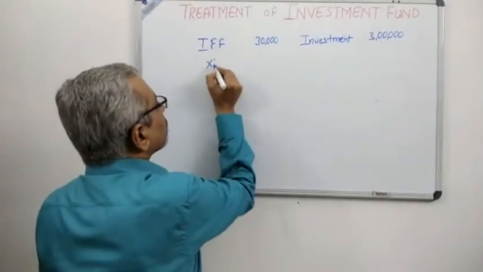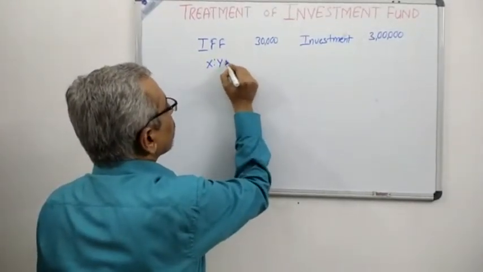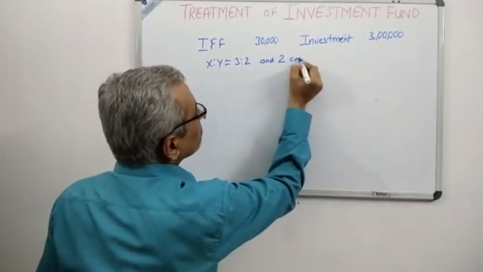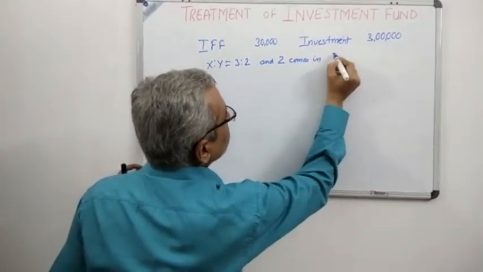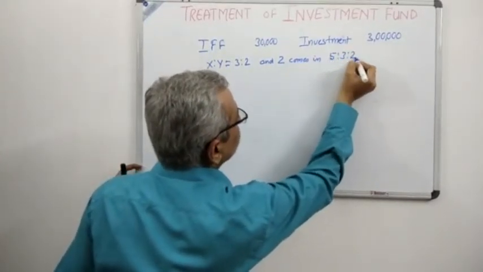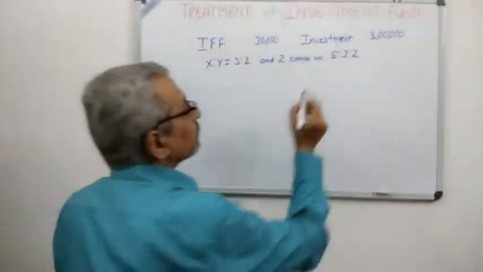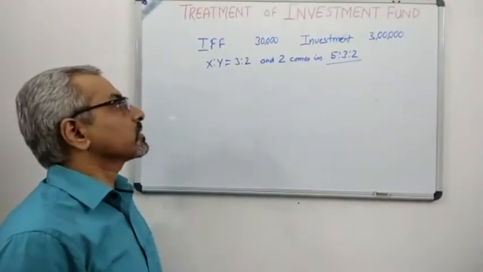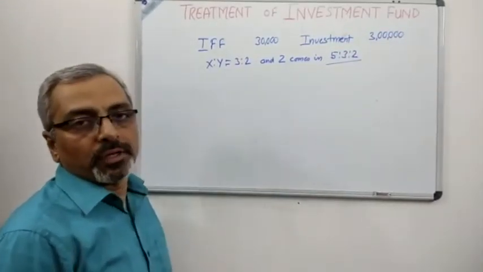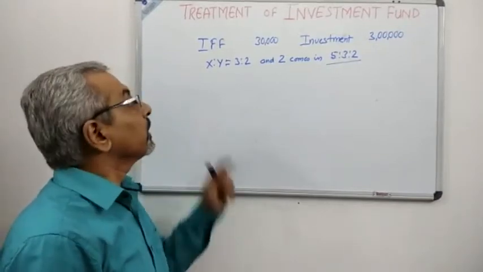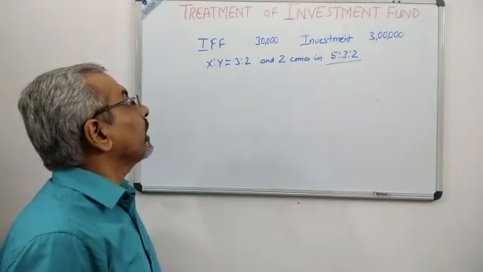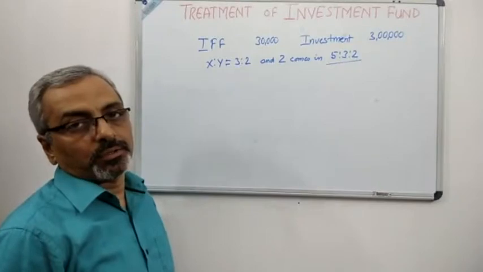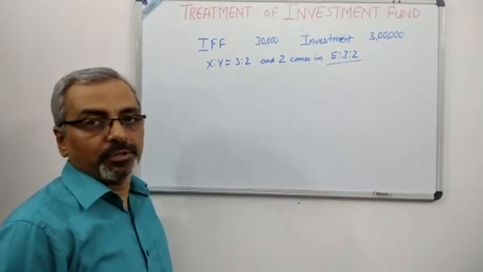We know that there are two partners X and Y who share the profits in the ratio of 3:2, and Z comes in and the new profit sharing ratio becomes 5:3:2. Now over here, this new ratio 5:3:2 has no meaning, because whenever there is a change in partnership due to the admission of a new partner Z, the old partners, that is X and Y, will be benefited with any type of accumulated profits or accumulated reserves which are there on the liability side of the balance sheet.